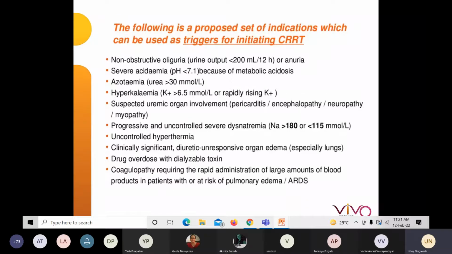So there is a coagulopathy requiring rapid administration of a large amount of blood. If there is bleeding going on, platelets have to be given, and in some cases, if the hemoglobin is low, a blood transfusion has to be performed. So there is a possibility to perform the dialysis.